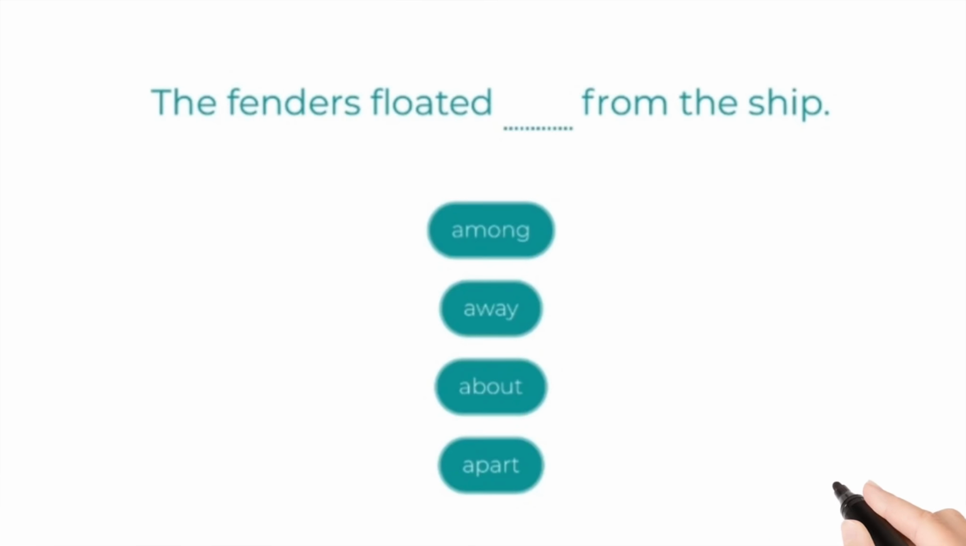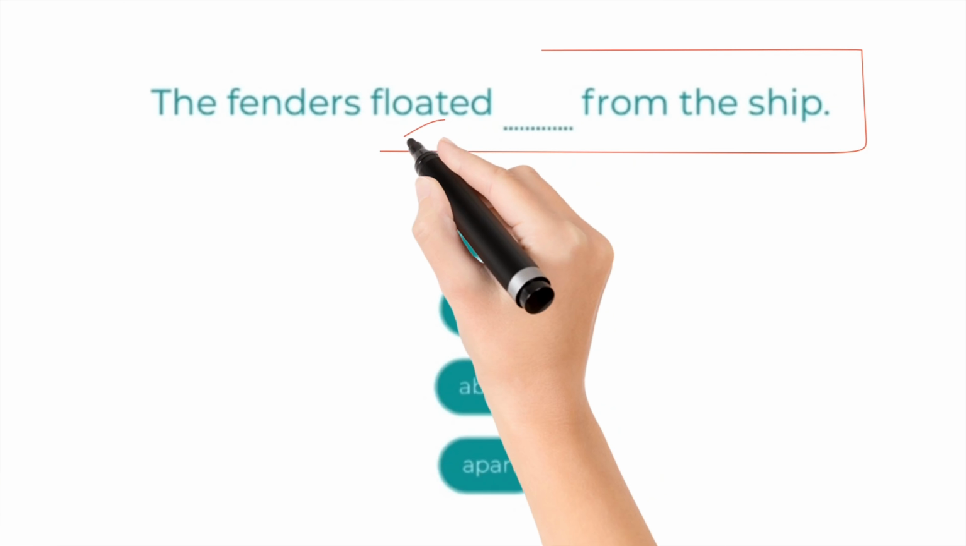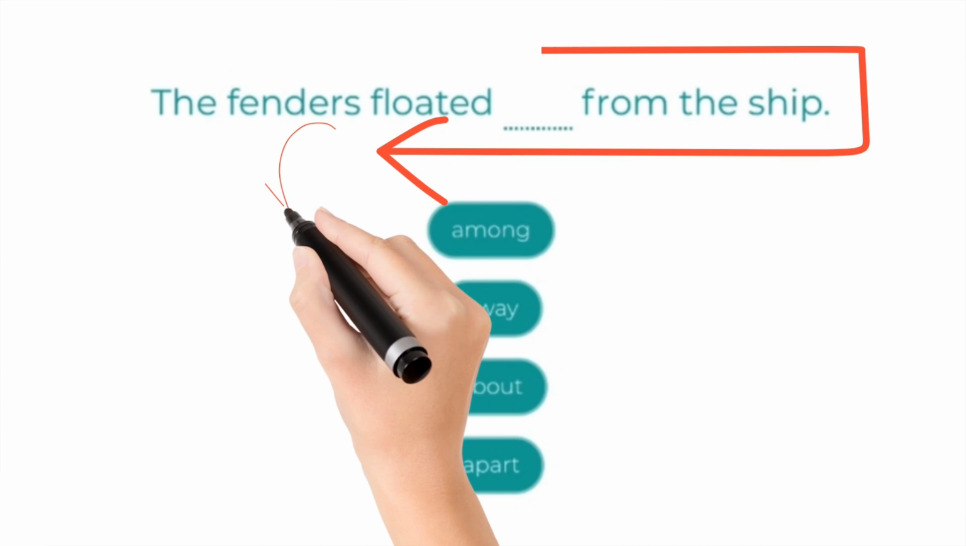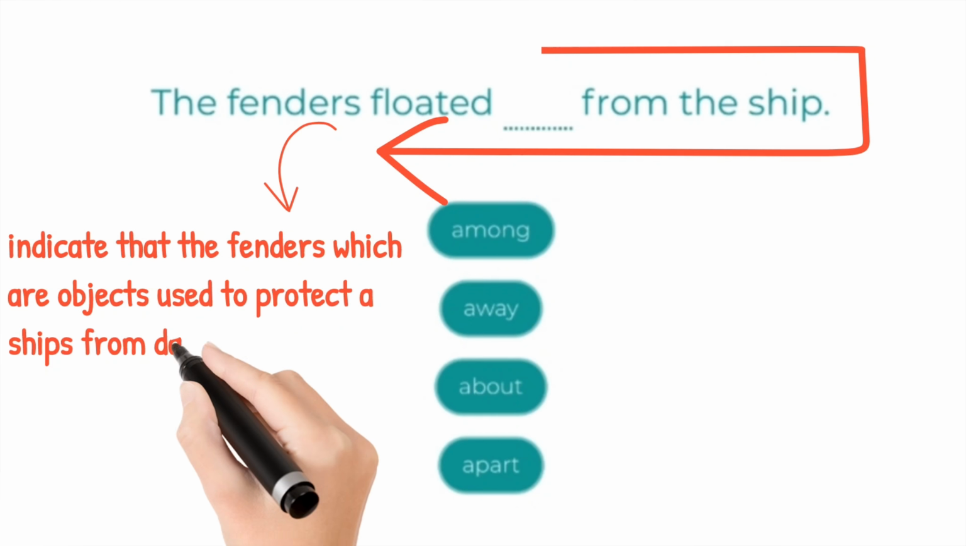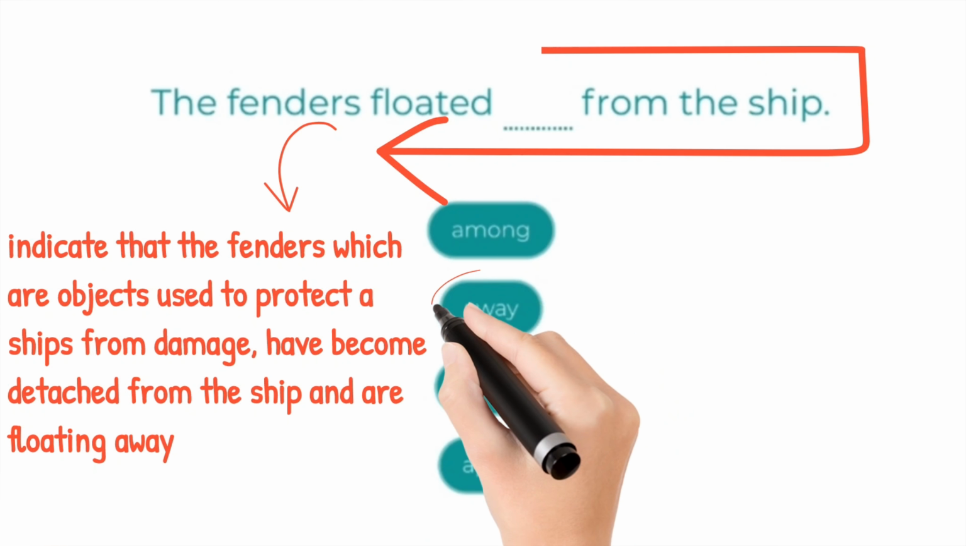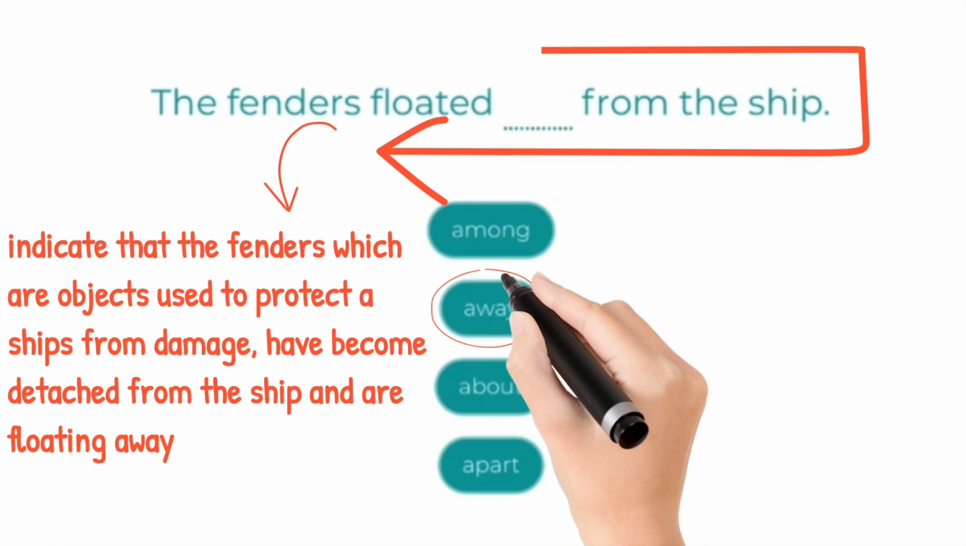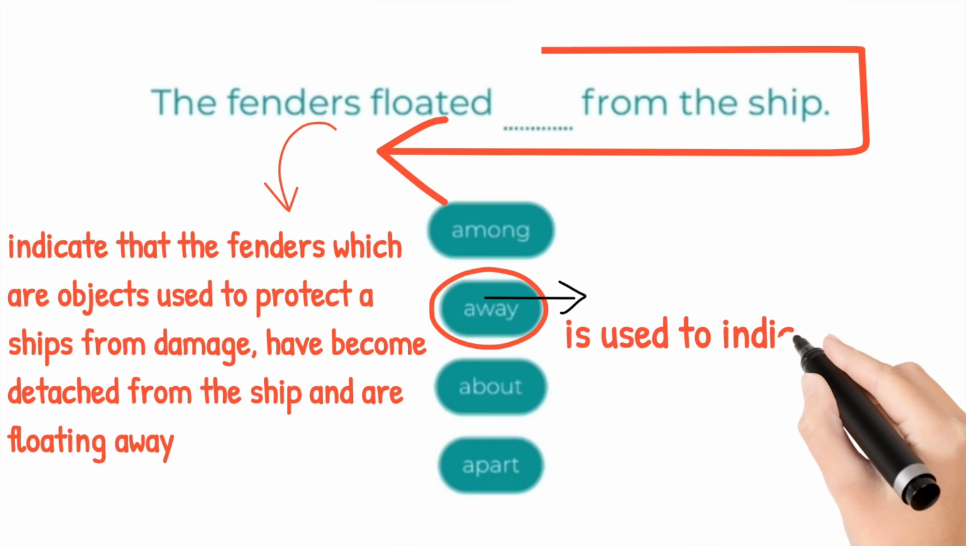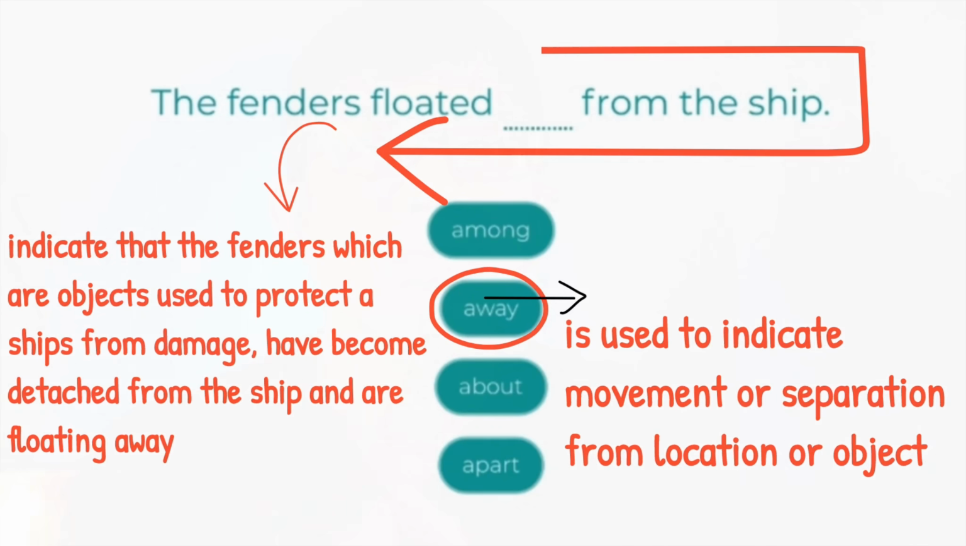I will explain why away is the answer. The sentence, "The vendor floated away from the ship," indicates that the vendor, which are objects used to protect a ship's hull from damage, have become detached from the ship and are floating away. So the word away is used to indicate movement or separation from a location or subject.